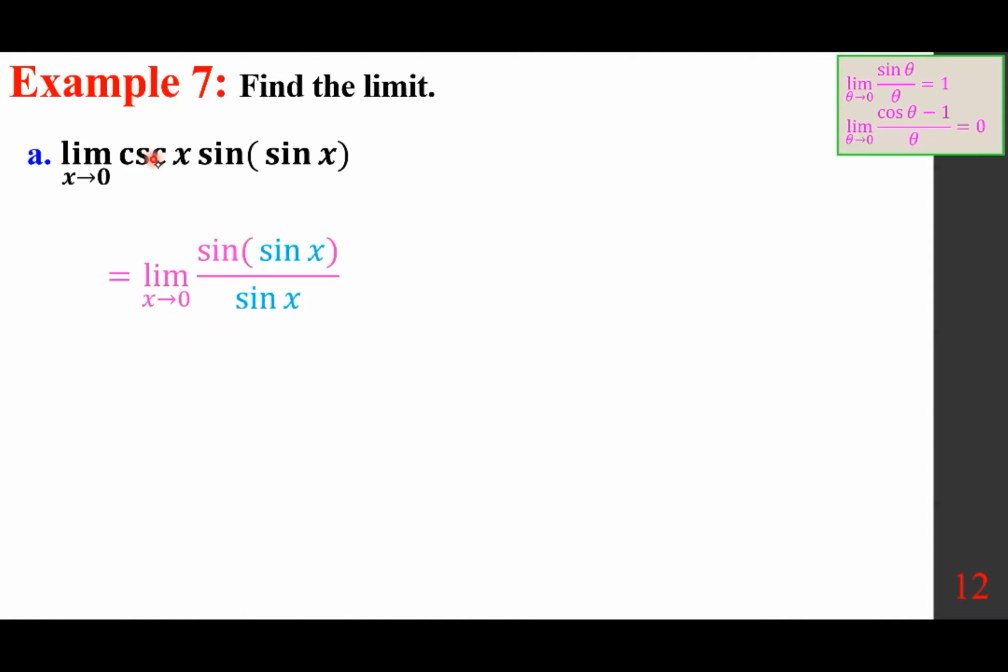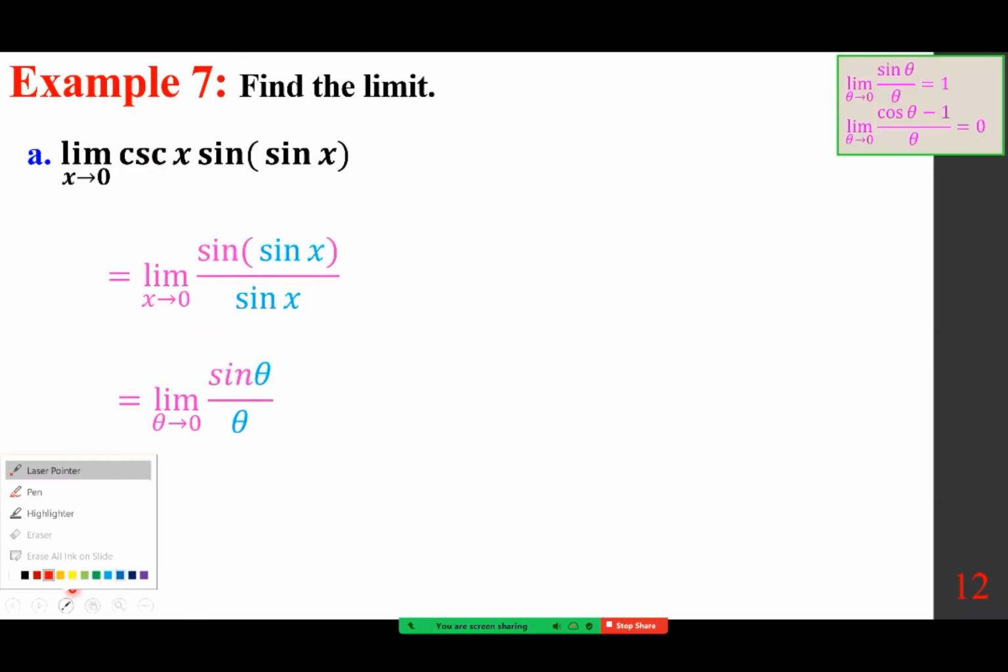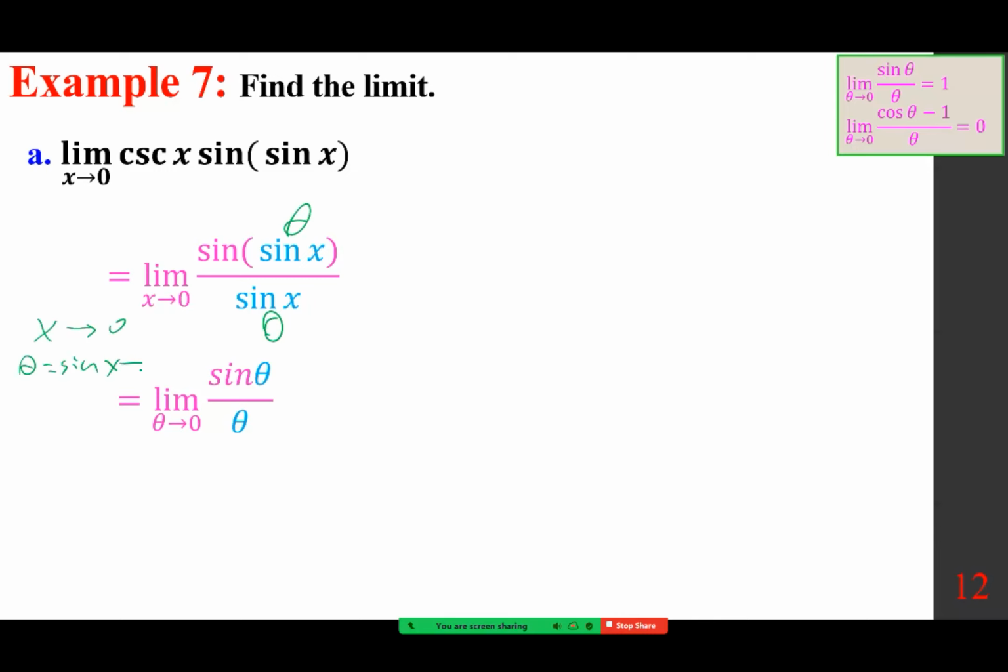So if x goes to 0, sine x goes to 0. So if you let theta represent sine x, see, this is x. It's important that these three must be the same. So if you let sine x be theta, as x goes to 0, theta, which is sine x, goes to 0. And therefore, this is equal to 1.